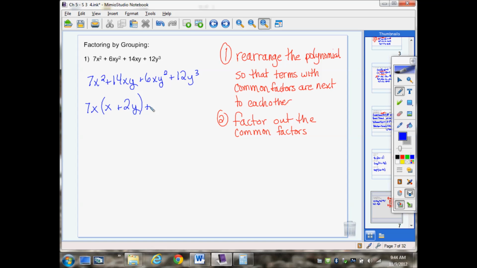And then when I come to my next two terms, I can take out a 6. There's only 1 x in the first term and no x's in the second term, so I can't take out any x's, but I can take out 2 y's. And if I do that, I'm left with an x. 12 divided by 6 is 2, and there's 1 y left. And this is where the magic happens. These match. Beautiful thing, isn't it?